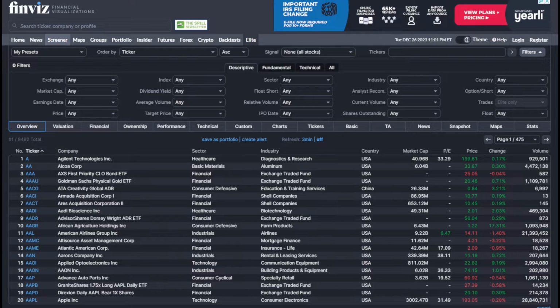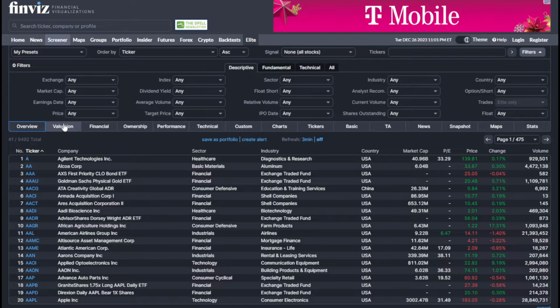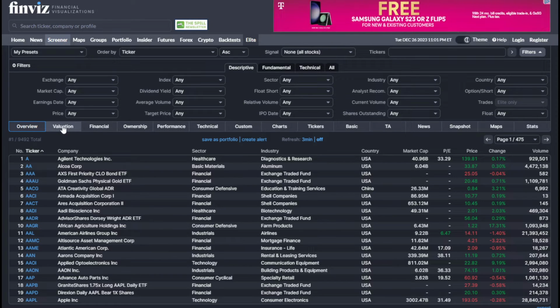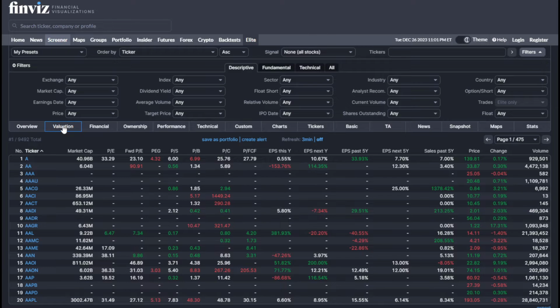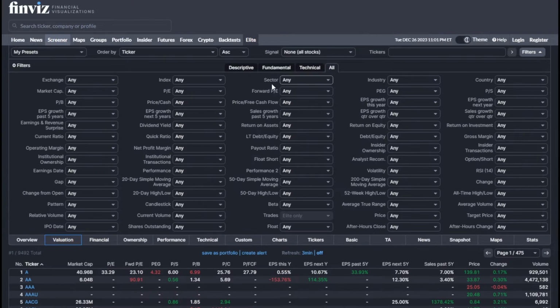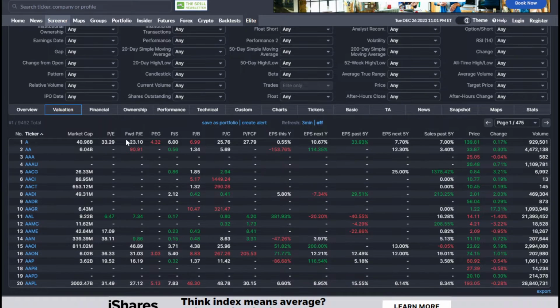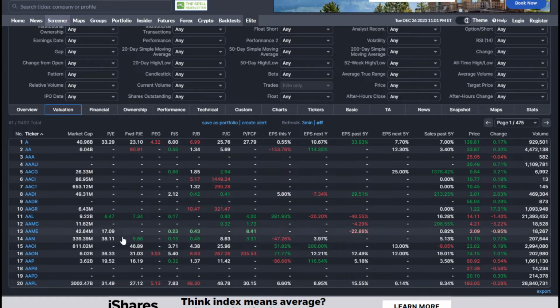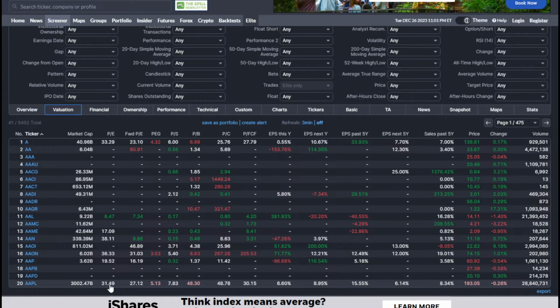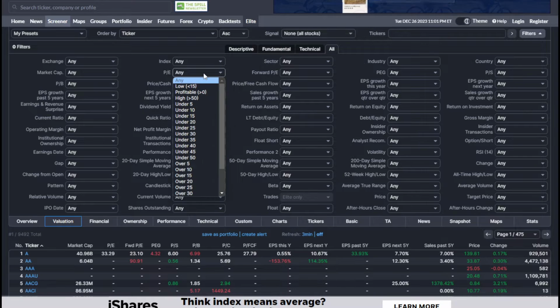to well below 100. So first thing I'm going to do is click on the valuation here, and then under you have descriptive, fundamental, and technical. I'm going to click on all. Okay, so we're going to take a look at the PE ratio first. This column here, we're going to see Apple's at 31.49. So we're going to go up here to the PE ratio, and we're going to find anything under 35.